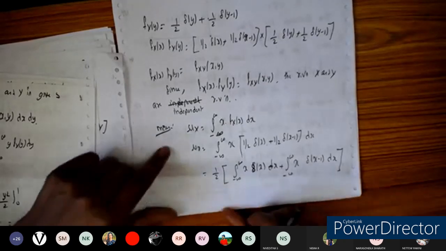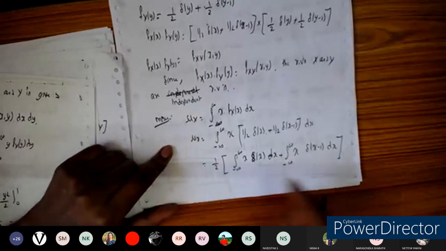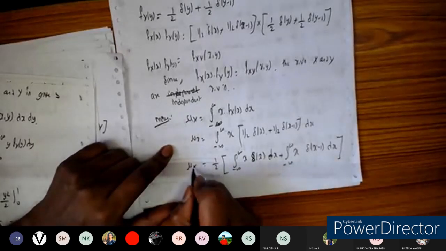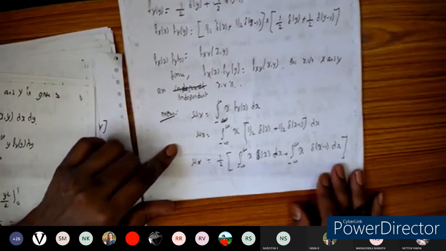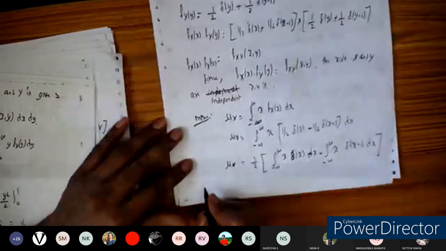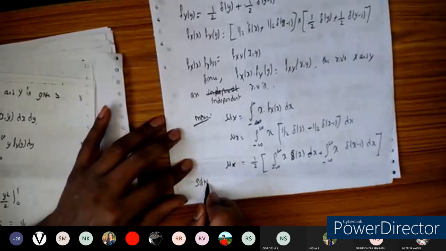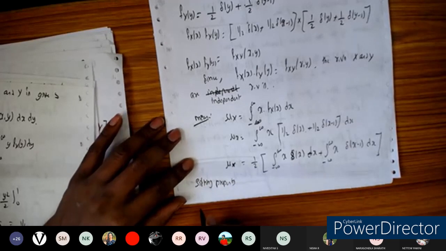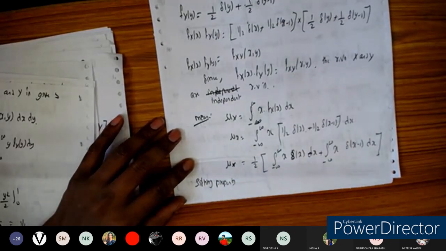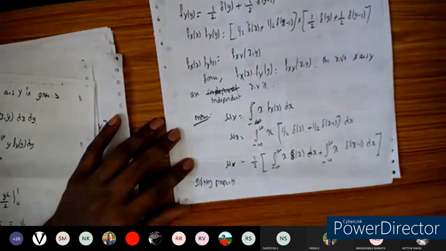So we are going to integrate here. In order to integrate this, we are going to make use of one of the properties of the impulse function. You are going to call it the shifting property. You have already come across it in signals. The shifting property is very, very important. Many times you are going to use it in communication. Everywhere you are going to make use of that shifting property. So as per the shifting property, can anyone tell me what the shifting property says?